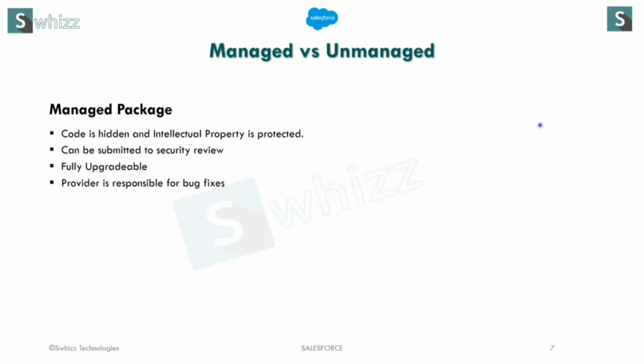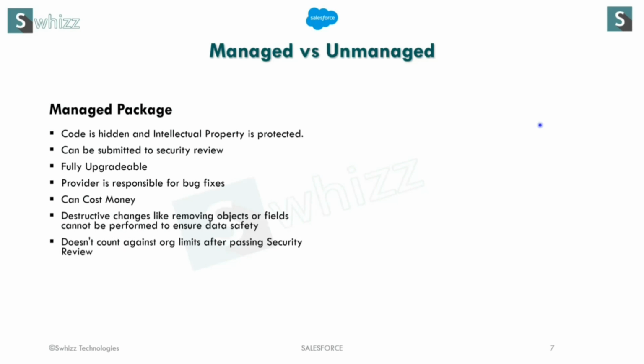Provider is responsible for the bug fixes. If any problem occurs, the provider who provided the package in the origin org is responsible for it, and it costs money. It can cost money. Destructive changes, like removing objects or forcible removal of changes in the package, are completely prevented here, so we can ensure data safety. It doesn't count against the organization limits after passing security review, so we can install any number of these.